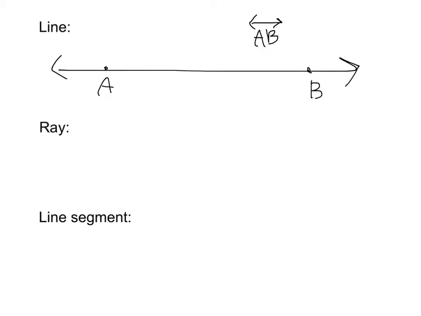Okay, so I want you to draw the line and also write how to name the line. This is line A, B. And I know it's a line because there are arrows on either side that show that those go on and on and on and on forever.